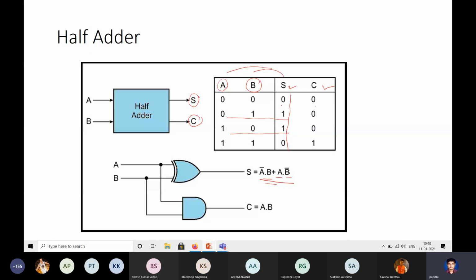Similarly, if you look at C, you see that it's a simple AND gate. So that's what I have done. I have ANDed A and B, and I get AB. All right. So this is the simple half adder circuit.